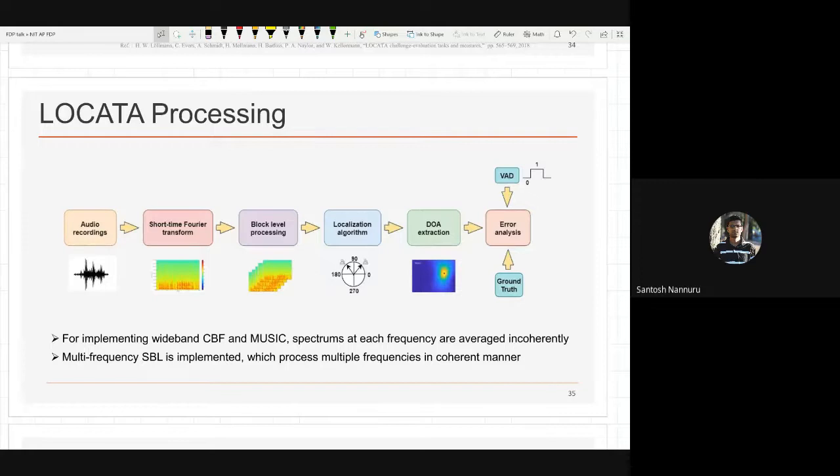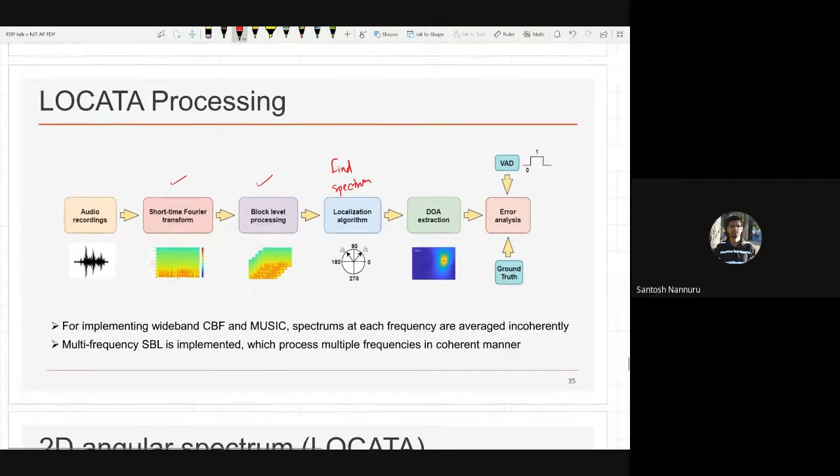Okay, so take the Fourier transform. You do block level processing, and for each block you estimate all the DOAs. So the localization algorithm is basically DOA estimation or spectrum finding. You find or estimate the spectrum, and then from the spectrum you find the peaks. That is the DOA extraction. You find where the peaks are present, and those will give you the location of your source directions, and then you do some error analysis.